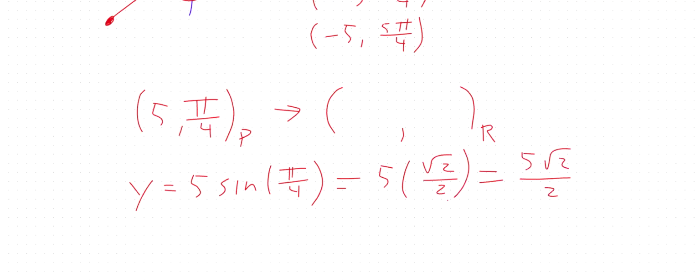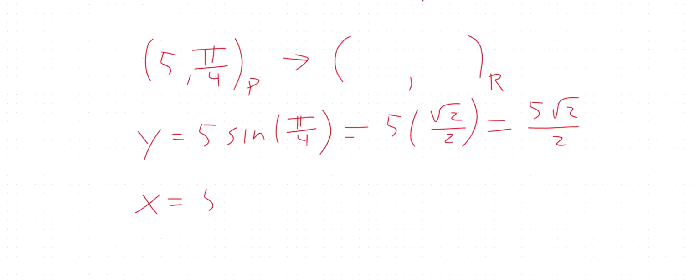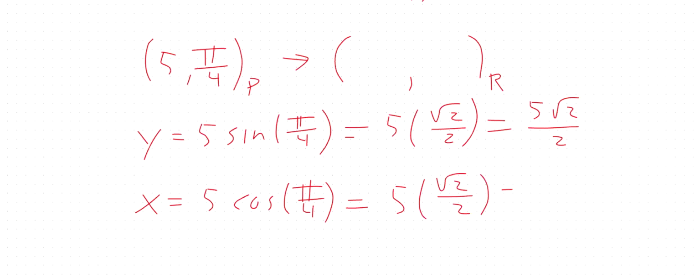Our x is 5 cosine of theta. So it's 5, and then also square root of 2 over 2. So it's going to be the same value. And if we're going at a 45-degree angle, we're going up as much as we're going out. So we should get the same numbers. So it's going to be 5 square root of 2 over 2 and 5 square root of 2 over 2.